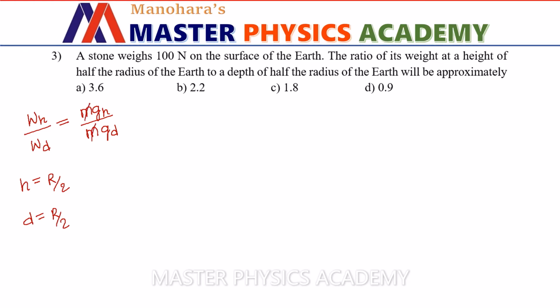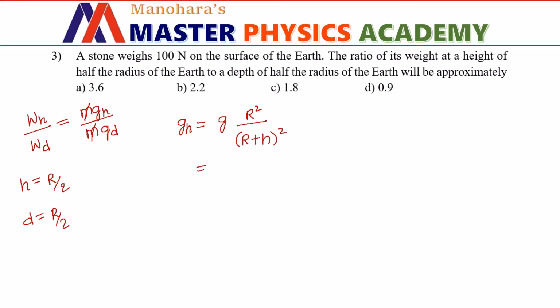Mass is not going to vary from place to place, hence we can cancel out that. So we need to calculate gh by gd. First of all, let us consider the formula for gh, which is given by gh is equal to acceleration due to gravity on the surface of the earth, g, into R squared divided by R plus h whole squared. Now let us substitute the h value, which is R by 2.